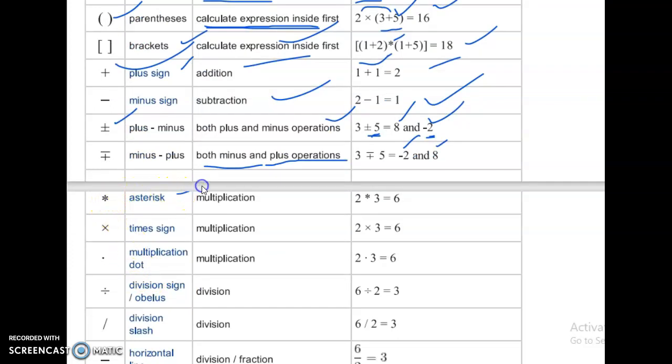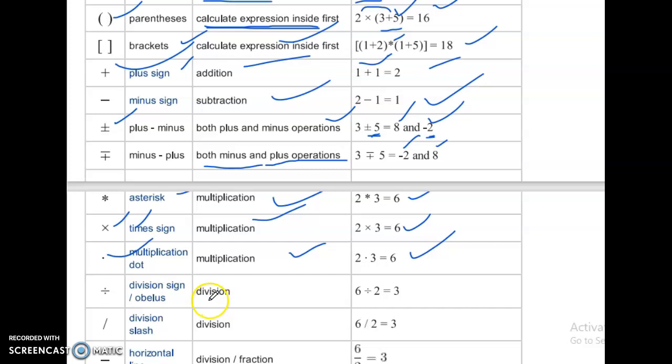Asterisk, multiplication: 2 into 3 is 6, 2 asterisk 3 is 6. Times sign, multiplication: 2 times 3 is 6. Multiplication dot: 2 dot 3 is 6.